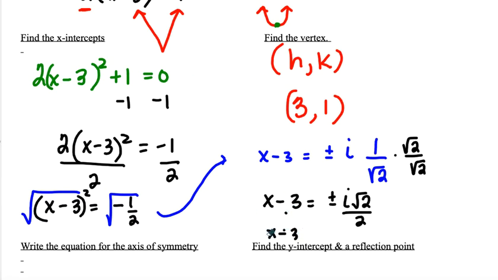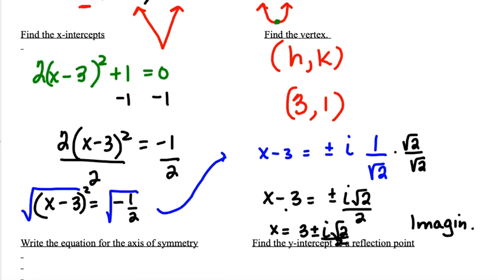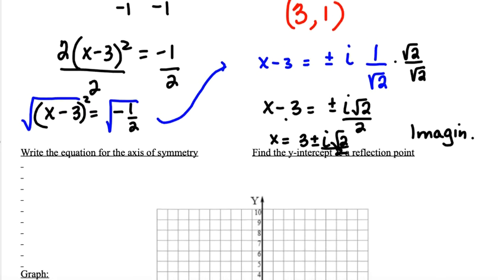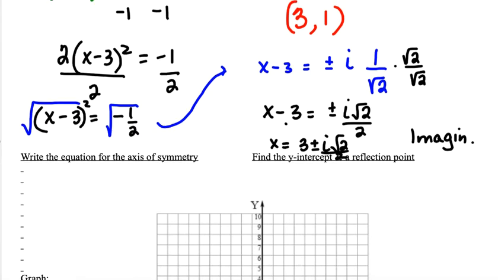All right, and then I bring the 3 over, so I'm going to add 3 to both sides, and that's going to give me x equals, I always put the 3 in front of the plus or minus, so 3 plus or minus i root 2 over 2. Sorry, I ran out of space there. Okay, so these are imaginary roots. So remember, if there are imaginary roots, it means it's not going to cross the x-axis. So I'm going to have to use my axis of symmetry and my y-intercept and reflection point.